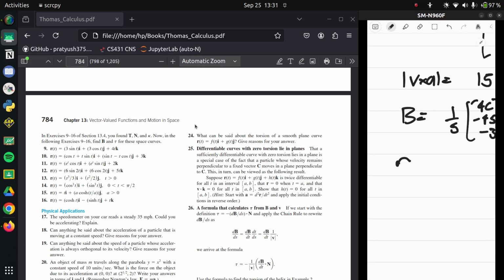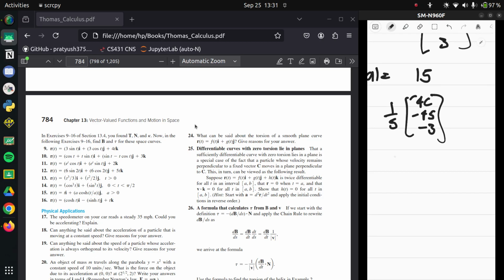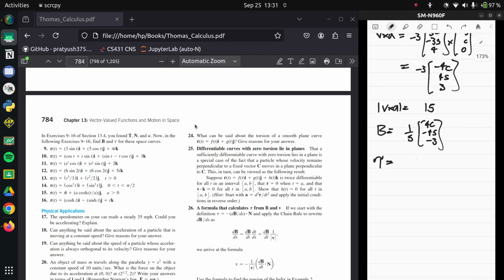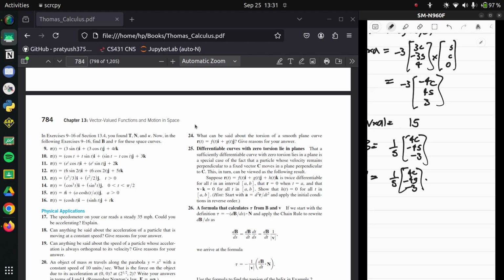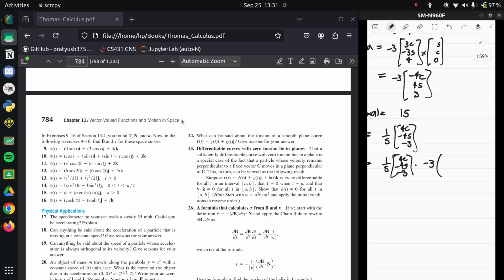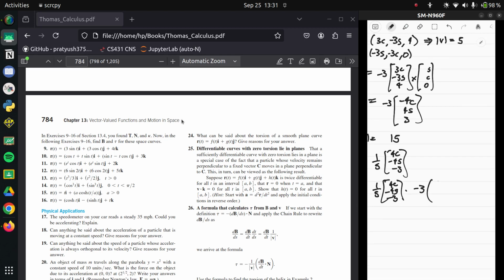And your tau thing is just V cross A magnitude. It's like 15 upon, no wait, that's kappa, sorry. So tau thing is just like r dot, so just the binormal vector dotted with a dot, so that's just going to be minus 3 times cosine, comma, minus sine, 0.